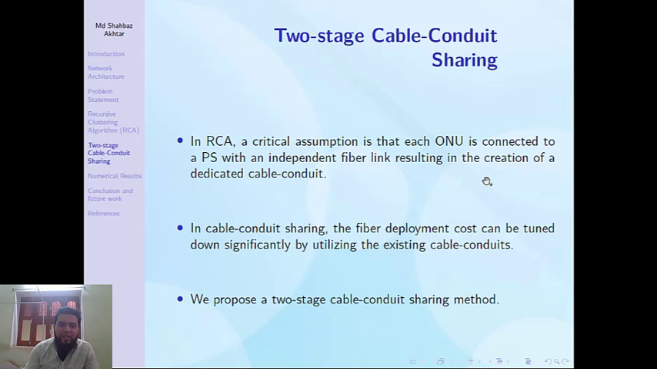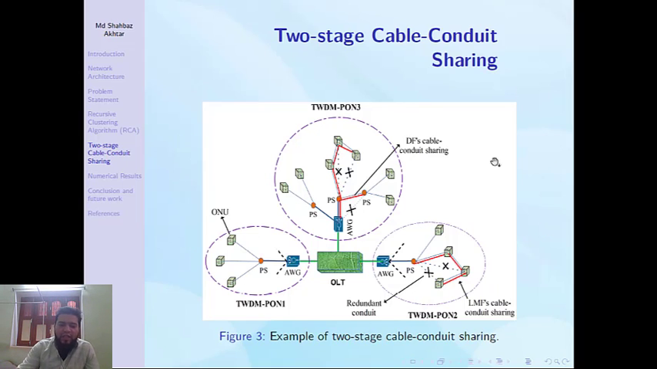Now, what is two-stage cable conduit sharing? We have already discussed it. We can see that three different TWDM PONs are given. This TWDM PON has no scope for split conduit sharing. We can see that from the OLT to the AWG there is a dedicated link, from the AWG to the power splitter there is a dedicated link, and from the power splitter to all the ONUs there is a dedicated link. So this architecture will have the highest cost, because the labor cost will be very large.